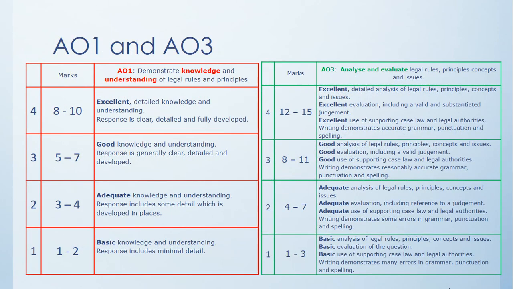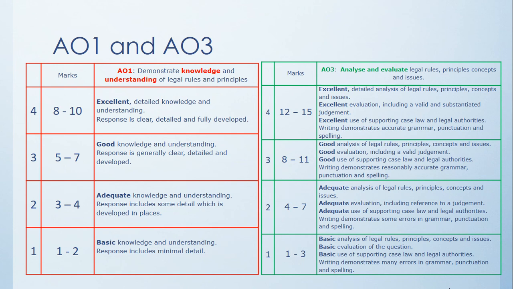Okay, so this is marked in AO1 and AO3. You can see you've got 10 marks for your knowledge and understanding. So that's 10 marks for your definitions. Excellent detailed knowledge and understanding, a clear, detailed and fully developed response, will get you into that level 4. And then again for AO3, excellent detailed analysis, excellent evaluation, including a valid and sustained judgment, excellent use of support in case law, legal authorities, and your writing demonstrates accurate grammar, punctuation, and spelling.